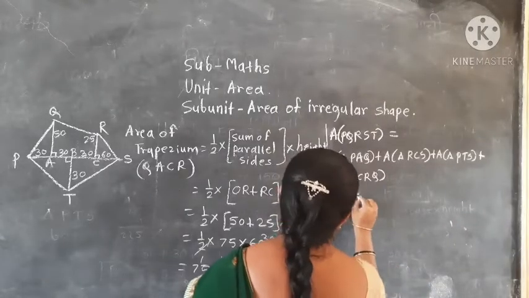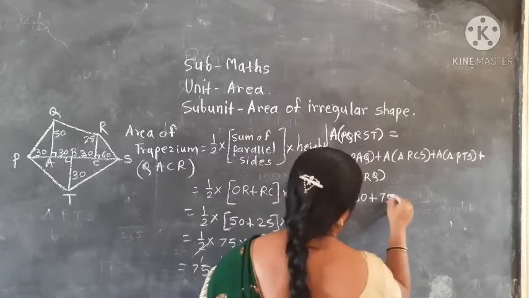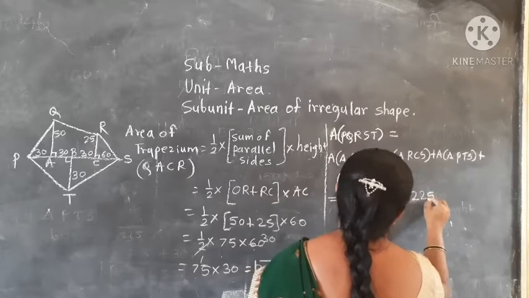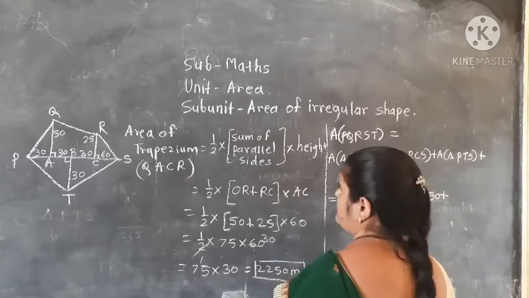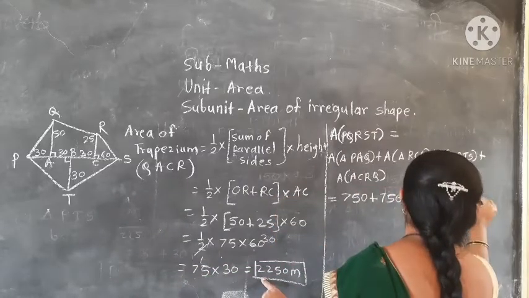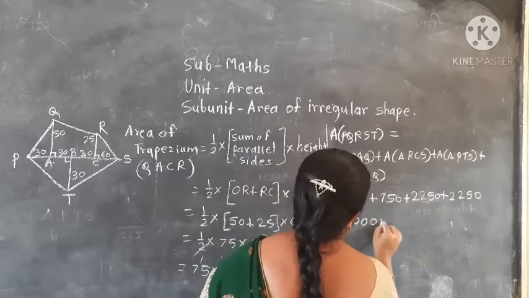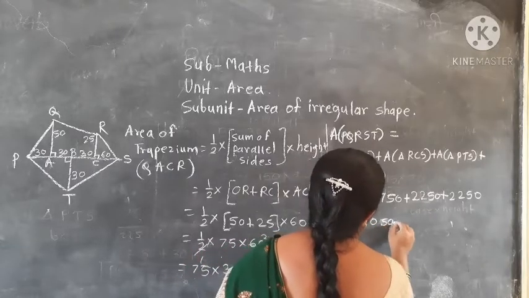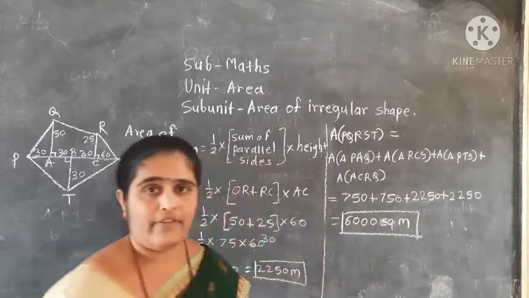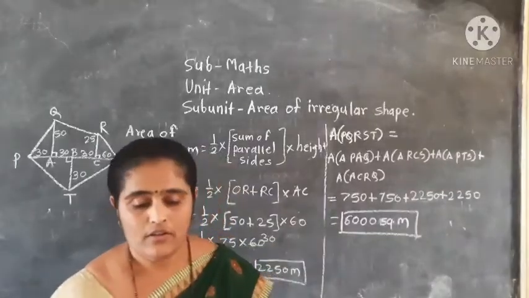That is 750 meter, and RCS is also 750 meter. PTS is 2250 and trapezium is 2250 meter. Okay, our final answer is 6000 square meter.